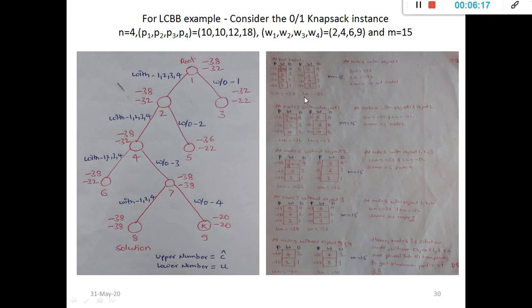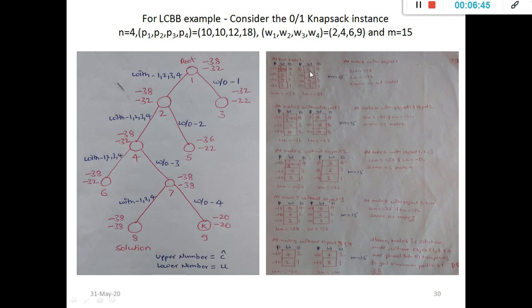Similarly, calculate the lower number as shown in this diagram. How to calculate the lower number? Include object 1 into the knapsack, its weight is 2 and you will get the profit as minus 10. Include object 2 into the knapsack, its weight is 4 and you will get profit as minus 10. Similarly, include object 3 into the knapsack, its weight is 6 and you will get profit as minus 12.